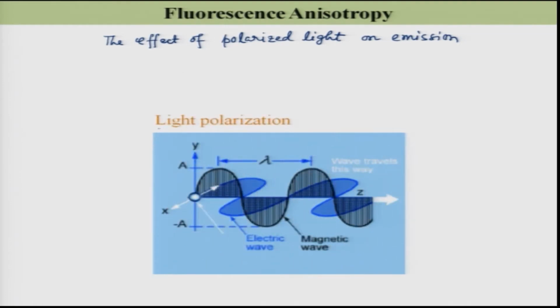So, what is light polarization? We know that light is a transverse electromagnetic wave. Here I have the electric field oscillating with a characteristic frequency that depends on the wavelength of the light, and I also have the magnetic field oscillating this way, and both are oscillating perpendicular to the direction of propagation. Here is my direction of propagation.